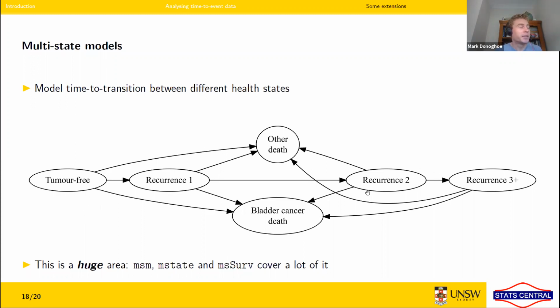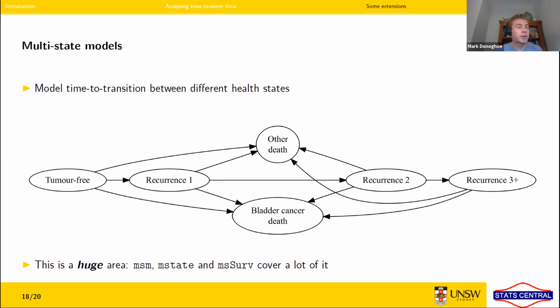Maybe someone's died from other causes, but we didn't observe their second recurrence, for example. This is the kind of thing you can fit in an extension of this type of model.